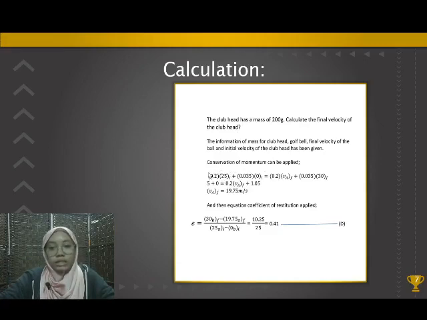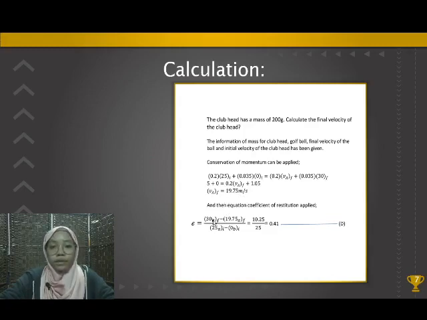Okay, this is the initial momentum of the club head. This is the initial momentum of the ball. This one is the final momentum of the club head. This is the final momentum of the ball. When we do the math and get the answer, we can apply it to the equation of the COR.